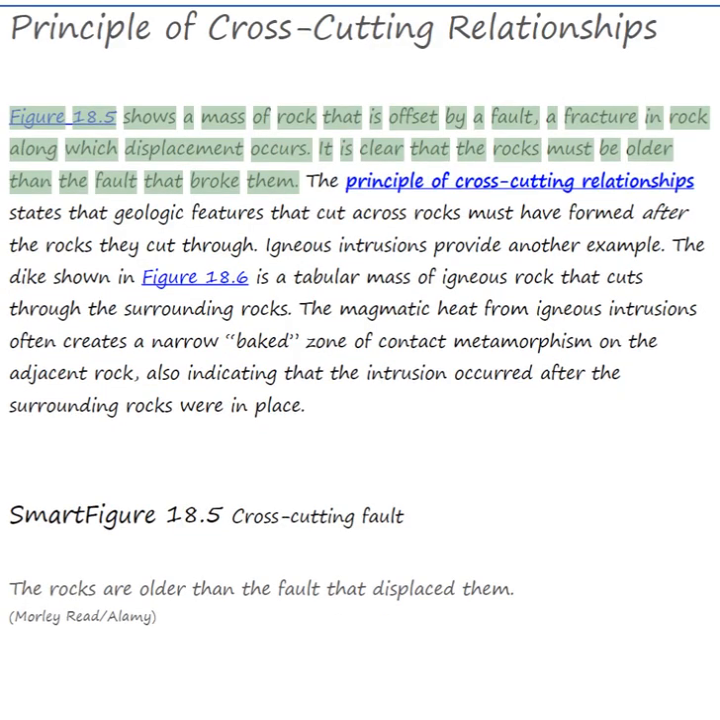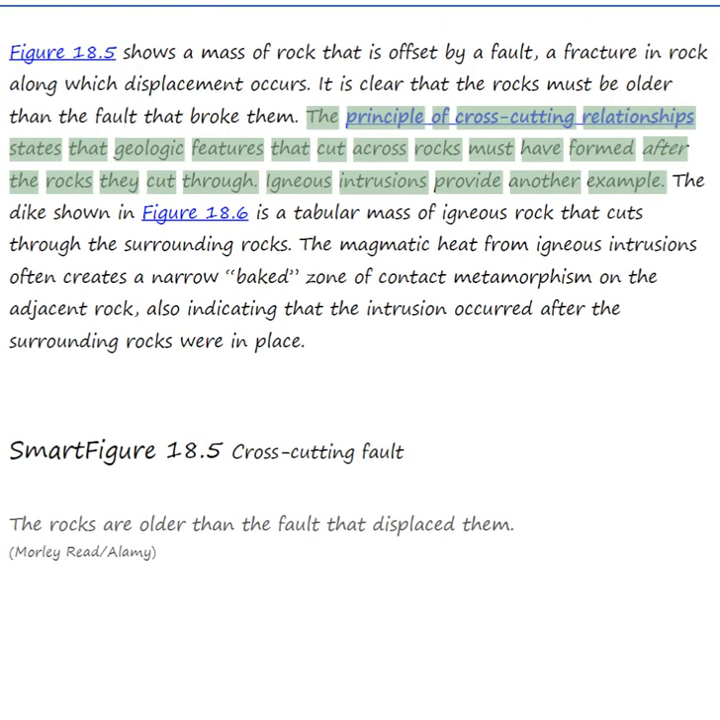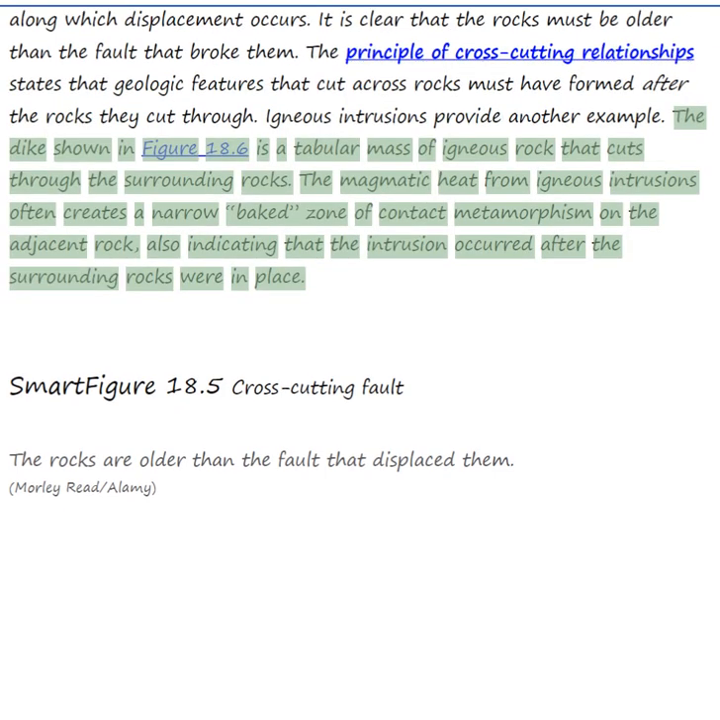Figure 18.5 shows a mass of rock that is offset by a fault, a fracture in rock along which displacement occurs. It is clear that the rocks must be older than the fault that broke them. The principle of cross-cutting relationships states that geologic features that cut across rocks must have formed after the rocks they cut through. Igneous intrusions provide another example. The dike shown in Figure 18.6 is a tabular mass of igneous rock that cuts through the surrounding rocks. The magmatic heat from igneous intrusions often creates a narrow, baked zone of contact metamorphism on the adjacent rock, also indicating that the intrusion occurred after the surrounding rocks were in place.